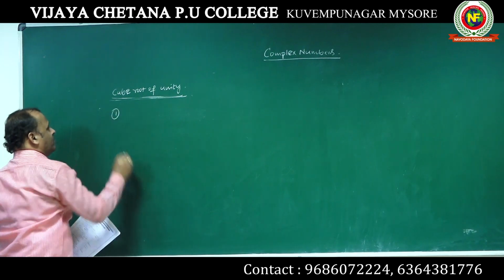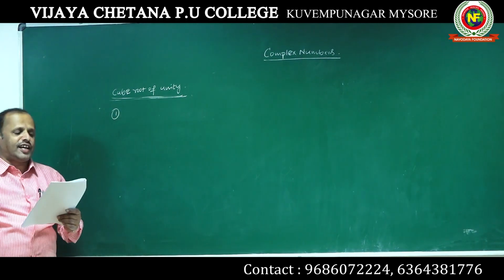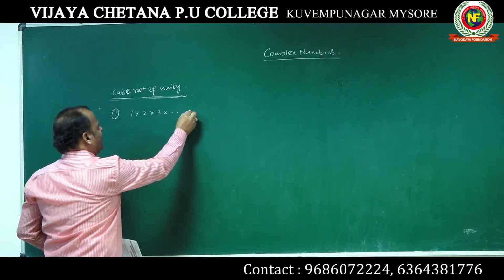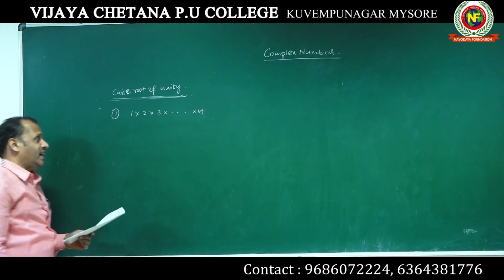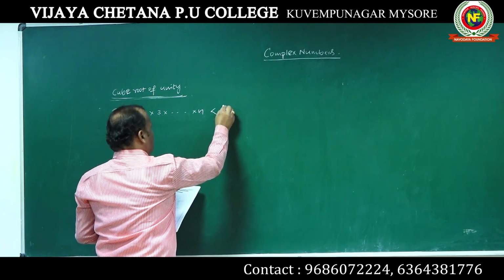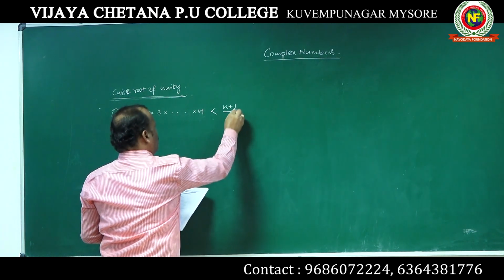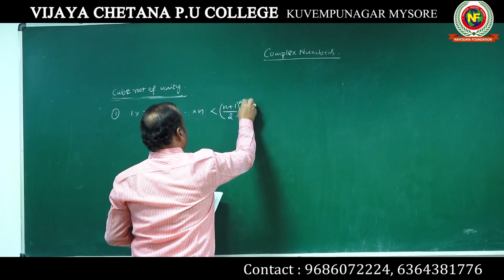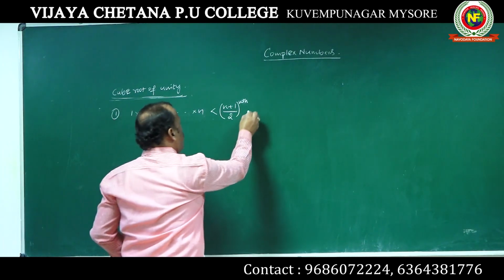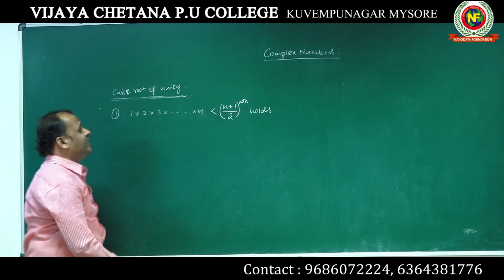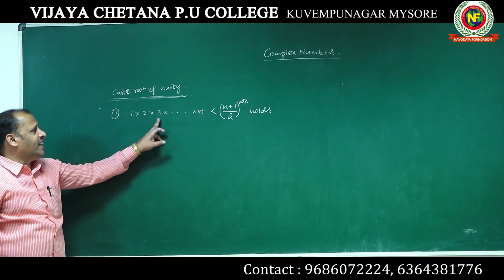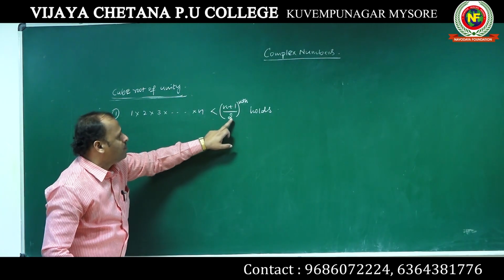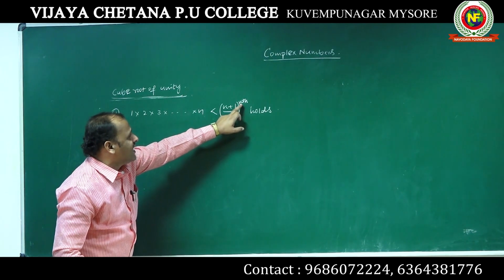Here, question number 1: 1 into 2 into 3 into etc. up to n, which is less than n plus 1 divided by 2, whole to the power n, holds.